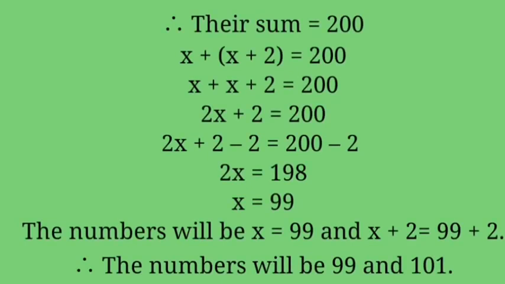By the question, their sum is equal to 200, which means x plus x plus 2 is equal to 200. After simplifying this equation as usual, we get x is equal to 99. So the number will be x is equal to 99, and the next number will be x plus 2, which is equal to 99 plus 2, which is equal to 101. So the required consecutive numbers are 99 and 101.